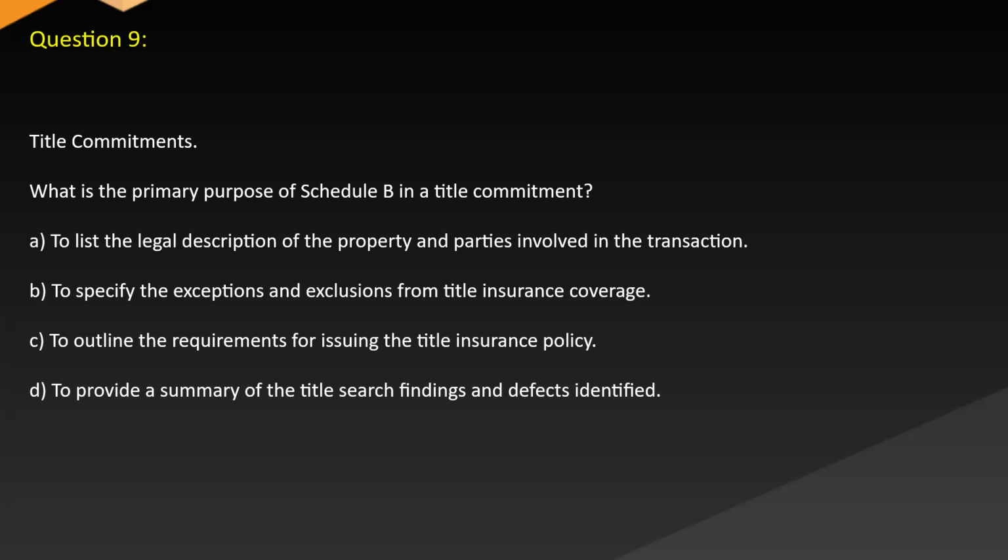Question 9. Title commitments. What is the primary purpose of Schedule B in a title commitment? A. To list a legal description of the property and parties involved in the transaction. B. To specify the exceptions and exclusions from title insurance coverage. C. To outline the requirements for issuing the title insurance policy. D. To provide a summary of the title search findings and defects identified.